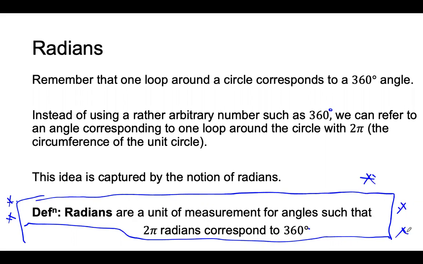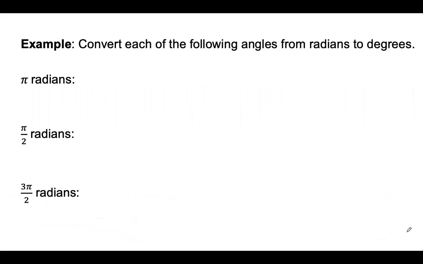But let's first see how to convert between radians and degrees. So let's convert each of the following angles from radians to degrees. Let's do this together. So we know 2 pi radians, let's say rads, is equal to 360 degrees.